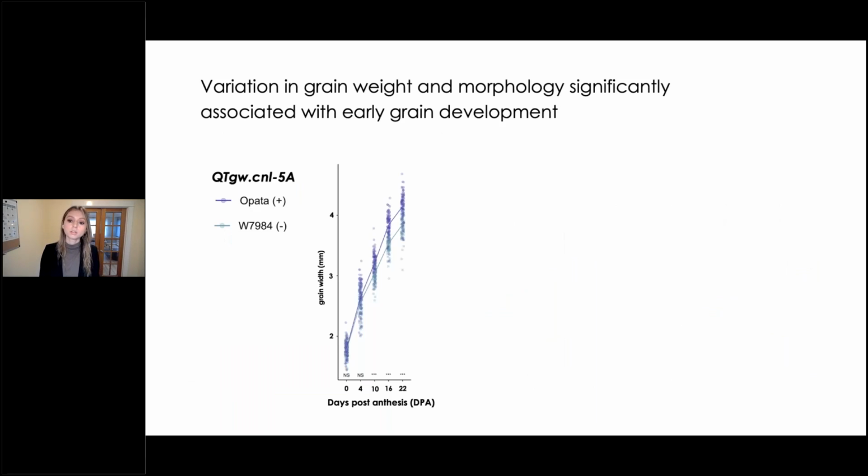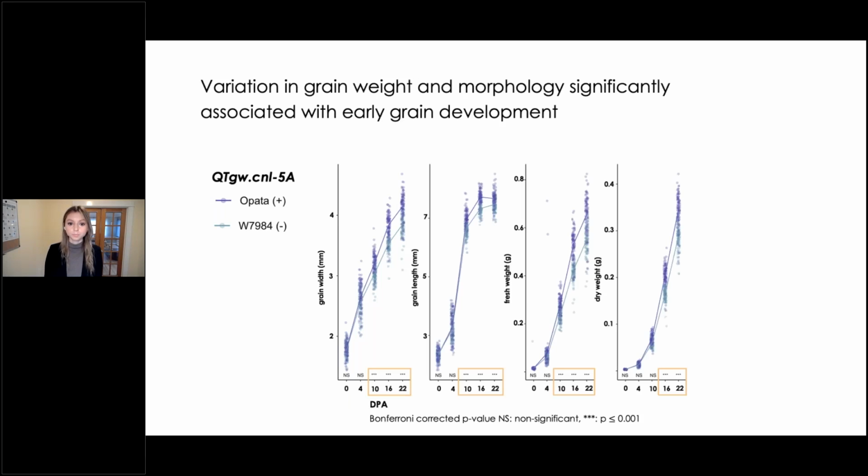So in order to better understand the mechanism driving grain weight and morphology phenotypes, as well as to identify an optimum time point for a transcriptome study, we also conducted a days post-anthesis analysis of developing grains and their phenotypes. So we used positive and negative controls for the QTL HIFs in this case. And we measured grain development beginning at anthesis, so that 0 days post-anthesis just refers to 24 hours before anthesis or pollination. And then we measured the grain phenotypes at 4, 10, 16, and 22 days post-anthesis.